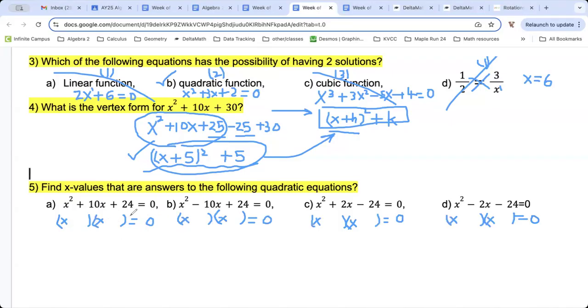If you're not sure, what you're going to do is look for two numbers that multiply to give you 24 and add together to give you 10, okay? So if you look in a multiplication table, 4 times 6 is 24. Positive 6 and positive 4 give you a positive 24, and positive 4 plus positive 6 is positive 10. So there you go. You got that, okay?